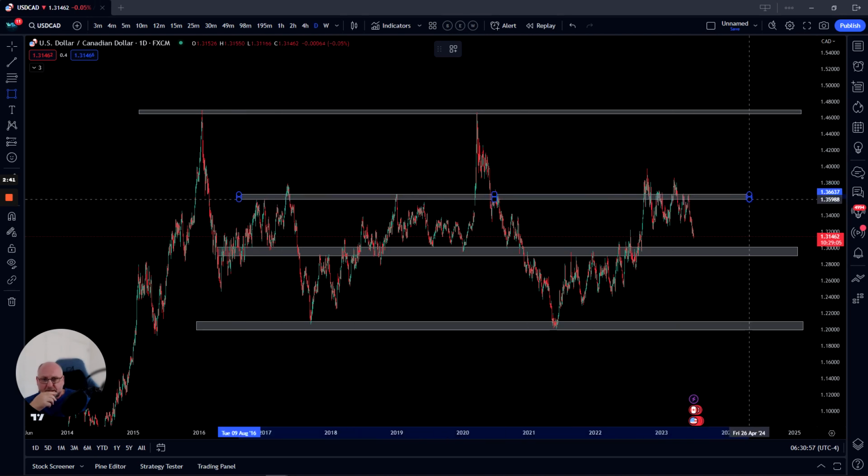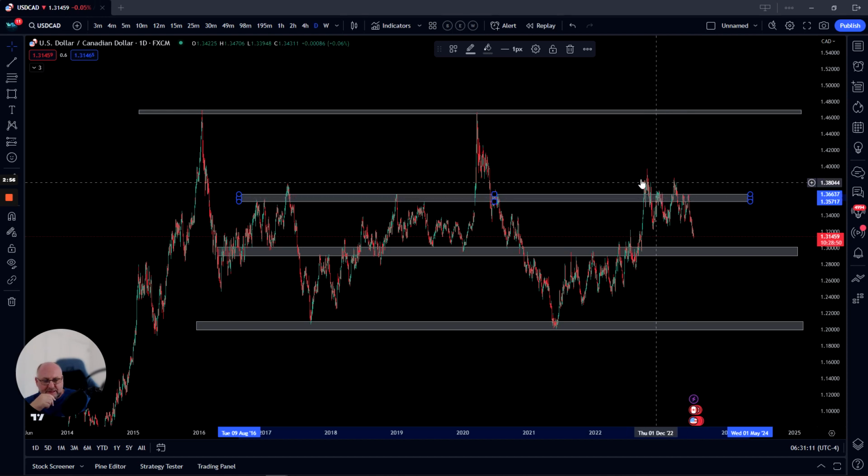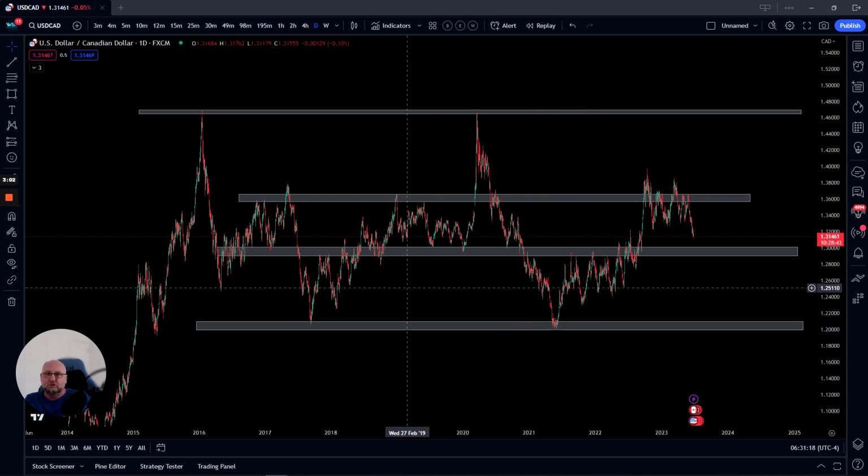Okay, so here we got two tests from below. It does push through, comes back down again, and then tests from below here again. It tests from below here, and then we've got a lot of clustering and testing at this point here. So that's my daily. I'm done. We've got some major daily support and resistance zones.